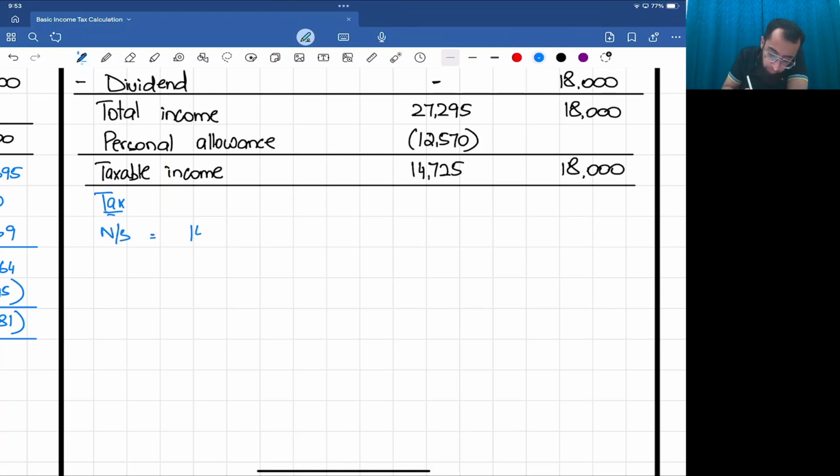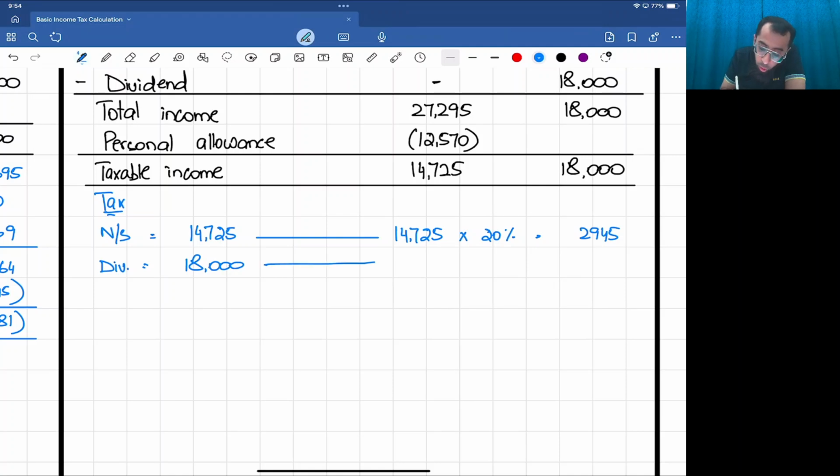Non-saving income 14725. The basic rate band goes till 37,700. So 14725 simply taxed at 20%. So that gives us 2945. Then you have the dividend income 18,000.